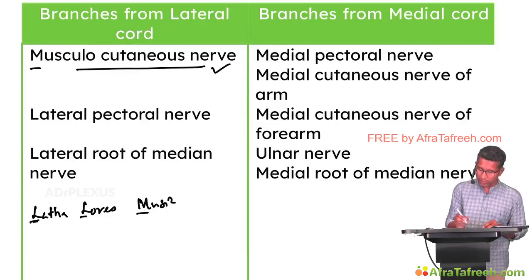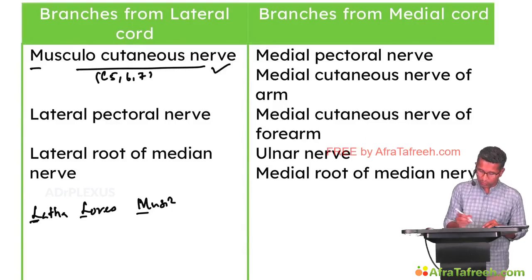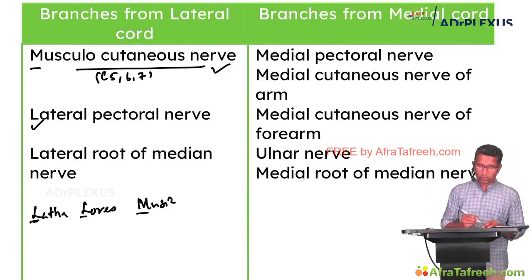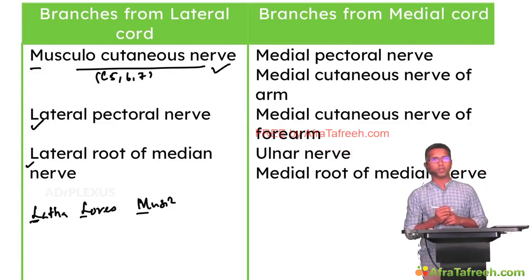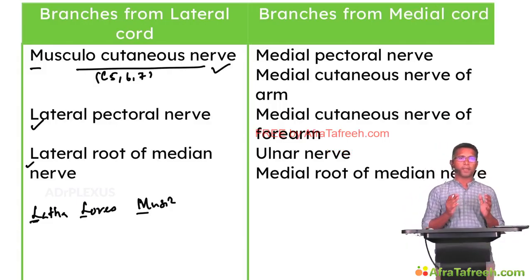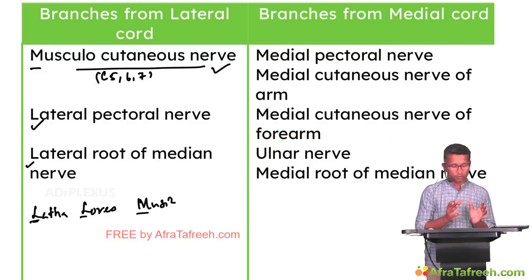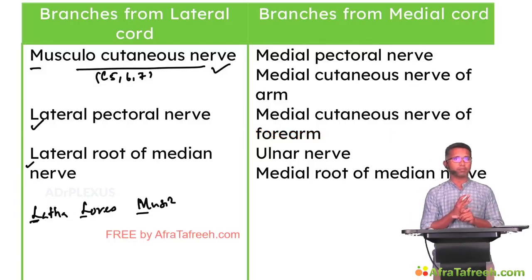The musculocutaneous nerve has root value C5, C6 and C7, guys. The lateral pectoral nerve also has the same root value, and the lateral root of median nerve is present here. That also has the root value C5, C6 and C7. So when you take the branches from the lateral cord of the brachial plexus, if you keep this mnemonic, it will be easy for you to remember. One is called the lateral pectoral nerve. Next is the lateral root of median nerve, and next one is the musculocutaneous nerve.